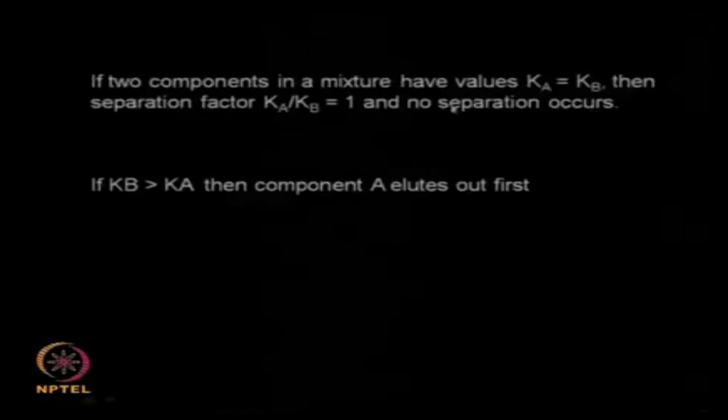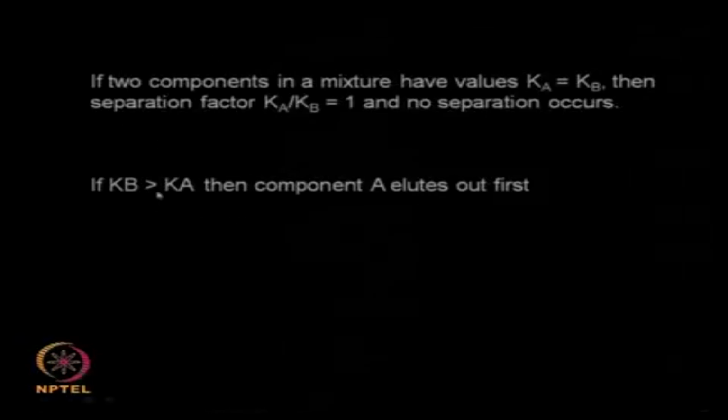So if two components in a mixture have Ka equal to Kb, that means I have two components in a mixture and each component will have a partition coefficient which could be called Ka and Kb, and if Ka is equal to Kb, then we are in trouble, because there is not going to be any separation happening, because Ka by Kb is equal to 1. So Ka should not be equal to Kb and the difference should be considerably large, so that we can get a good separation. Either Ka can be larger than Kb or Kb can be larger than Ka.